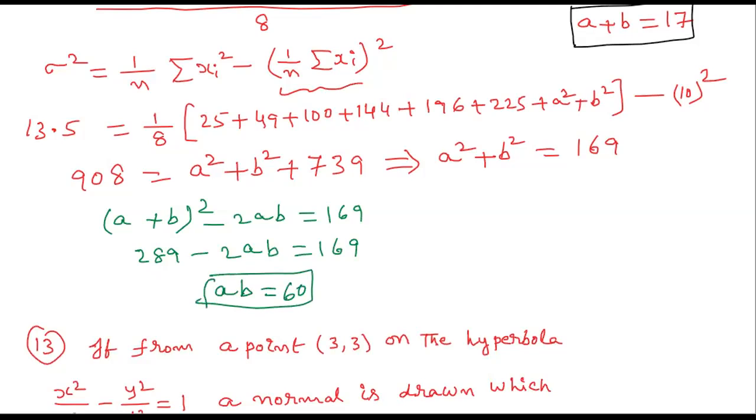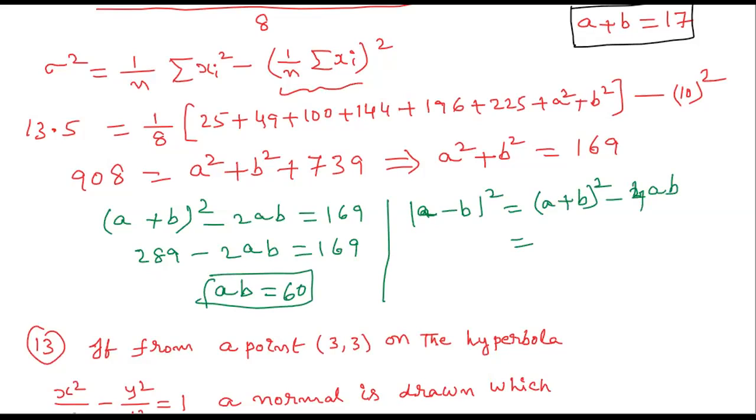Next, now we need to find modulus of a minus b. That means (a minus b) whole square. What is the formula? (a plus b) whole square minus 4ab, sorry, 4ab. This is 4. What is a plus b value?